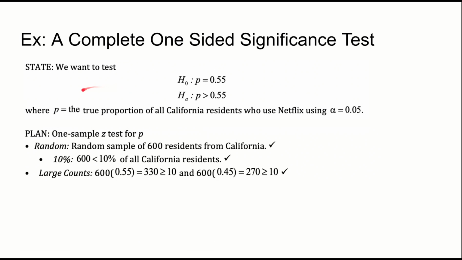All right, so we want to state we will test H naught: P equals 0.55 versus H alternative: P is greater than 0.55, where P is the true proportion of all California residents who use Netflix, using alpha equals 0.05. And our plan, we check the conditions. Check, check, check.